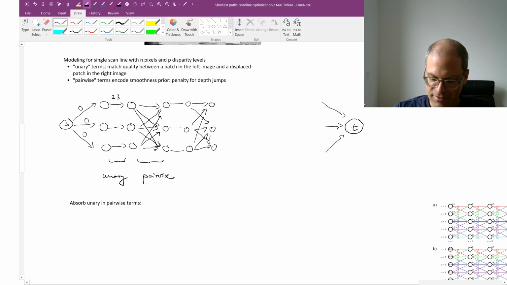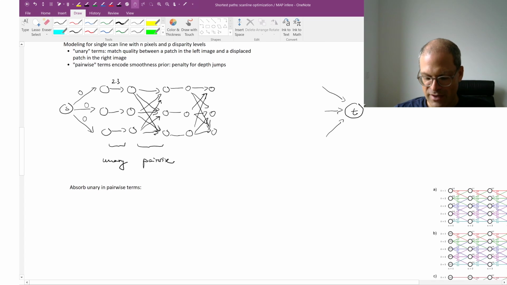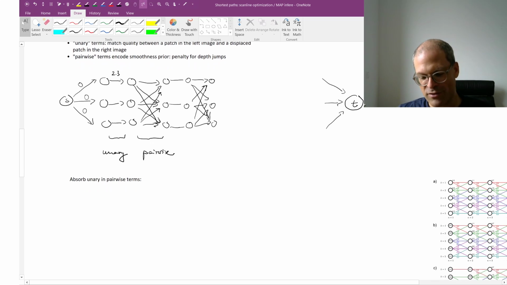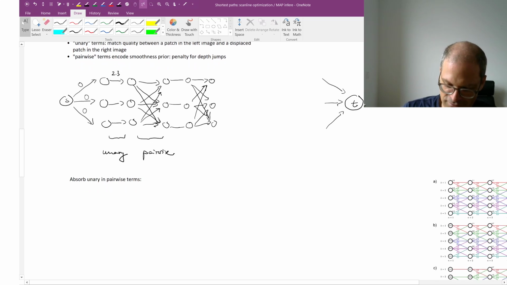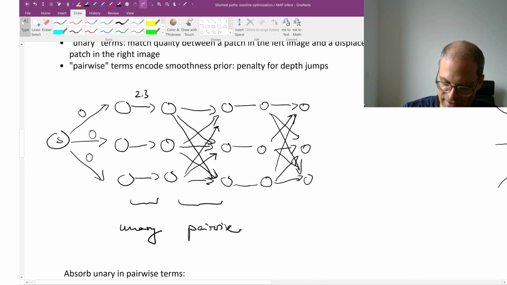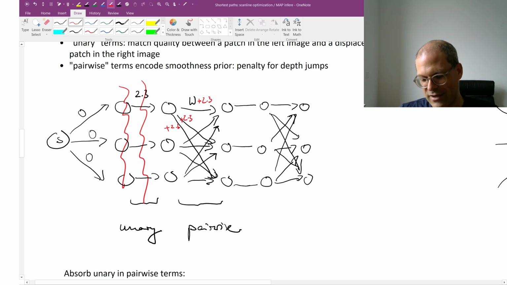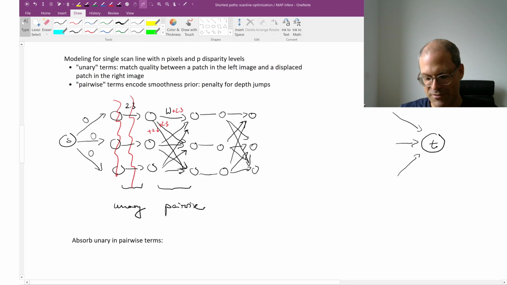If you don't like this alternation, then you can always absorb the unary terms in the pairwise terms. So, for example, here, if I had some weight, I could always delete these extra nodes and these extra edges, and then just say, all right, I add 2.3 to all outgoing edges, and then I have the same thing.